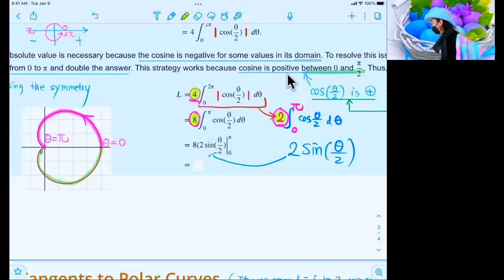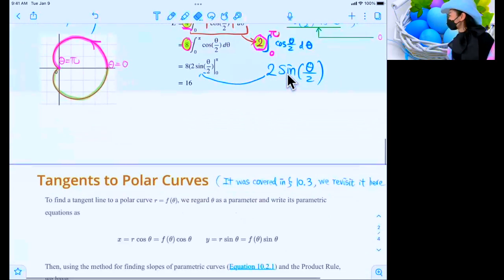It should be an integer. 16? Okay, good job. 16 is the answer over here. You can have more jelly beans at the end. Okay. The last topic.